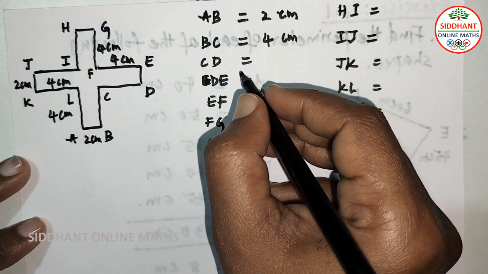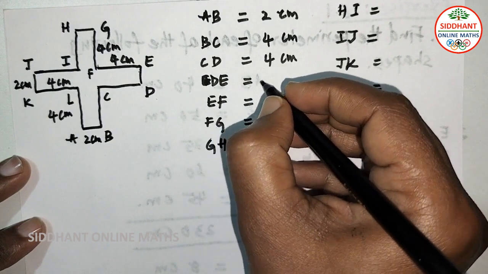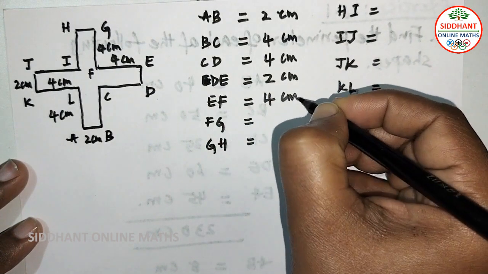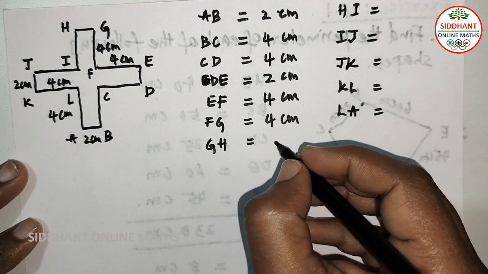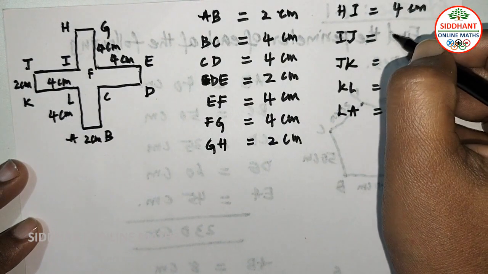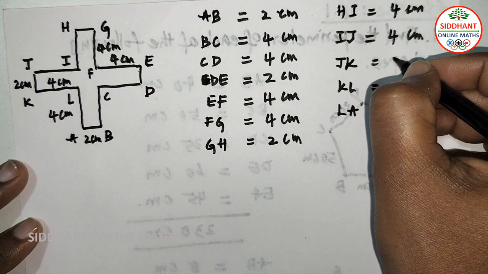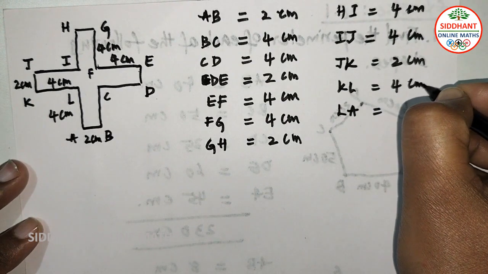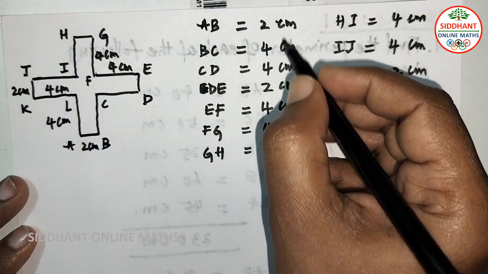CD which is equal to KL is 4 centimeters, DE which is equal to JK is 2 centimeters, next EF 4 centimeters, FG 4 centimeters, GH 2 centimeters, HI 4 centimeters, IJ which is equal to EF is 4 centimeters, next JK 2 centimeters, next KL 4 centimeters, next LA 4 centimeters.